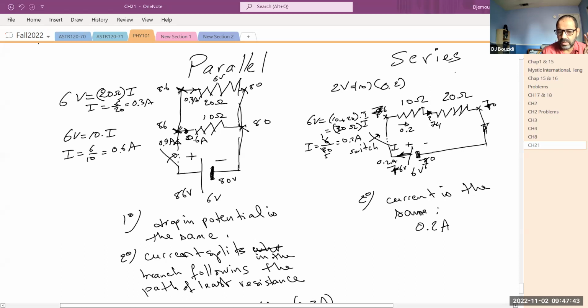And it's easy to check also. Remember, we have 20 ohms. The current is the same. It's 0.2 amps that runs through both of them. And 20 times 0.2 is exactly 4 volts. It's exactly what the doctor ordered. So it drops by that same 4 volts to drop back to 70.